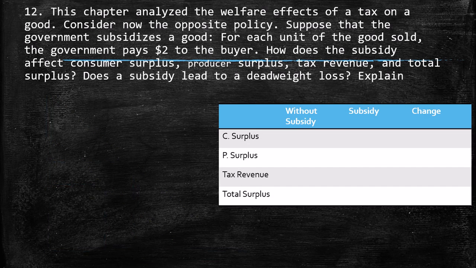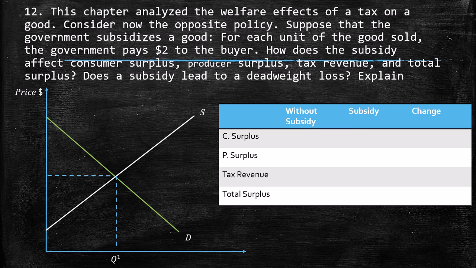Okay. So 12. This chapter analyzed the welfare effects of a tax on a good. Consider now the opposite policy. Suppose that the government subsidizes a good. For each unit of the good sold, the government pays $2 to the buyer. How does the subsidy affect consumer surplus, producer surplus, tax revenue, and total surplus? Does a subsidy lead to a deadweight loss? Explain. So here we have the normal case, which is quantities and prices in a free market.